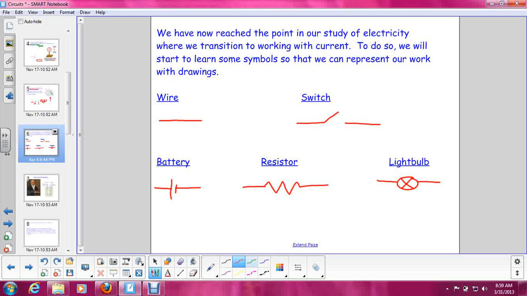And as you notice, on the sides of all of these things, I have drawn lines. And these lines represent the wires connecting these objects. These lines are where you would connect it to the other elements in the circuit.